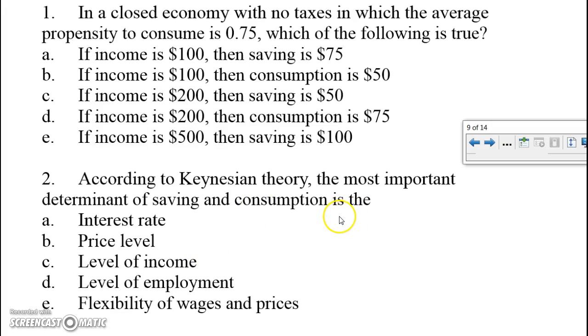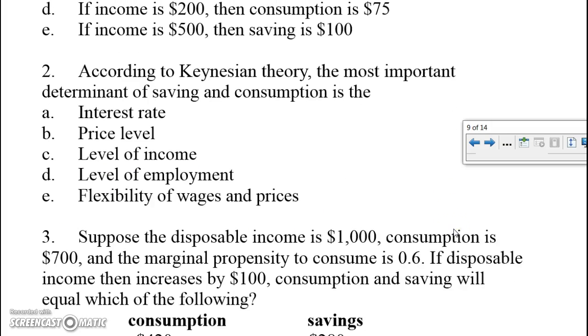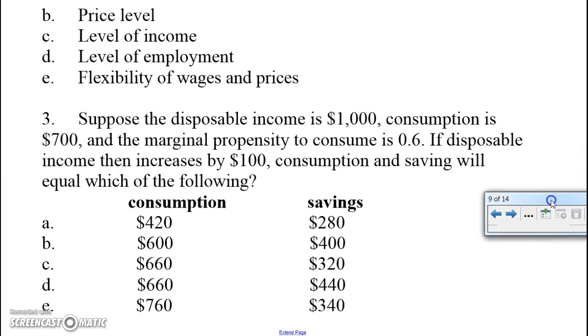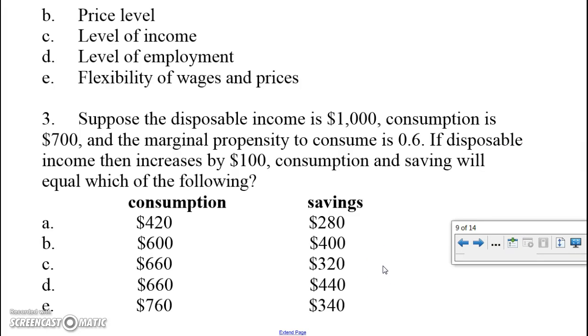Second question, according to Keynesian theory, the most important determinant of saving and consumption is level of income. That is C. We have one more question here that's kind of funny. It's giving you disposable income of 1,000, consumption of 700, and saying the MPC is 0.6, right? So we know the MPS must be 0.4. Income increases by 100, what happens? Well, if you look at this, only one of these answers even has a higher number. If income increases, certainly consumption is going to be higher than 700. And it is. It's going to be 0.6 times 100 higher, or $60 higher.